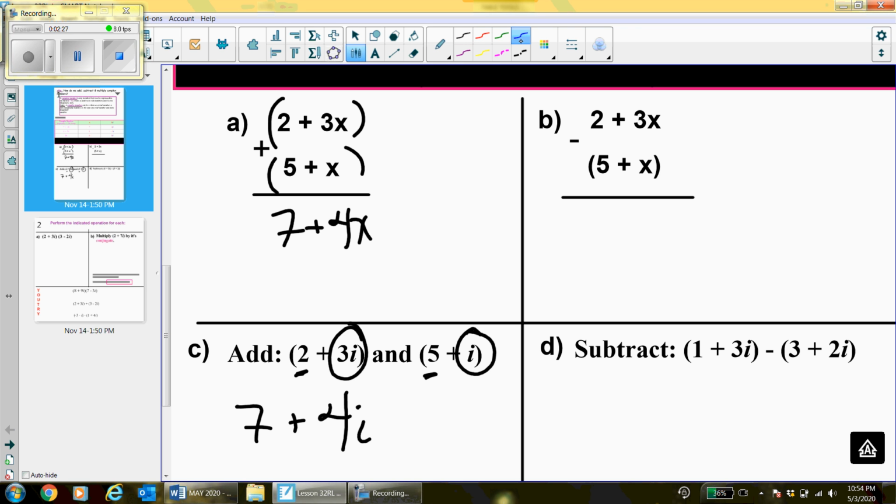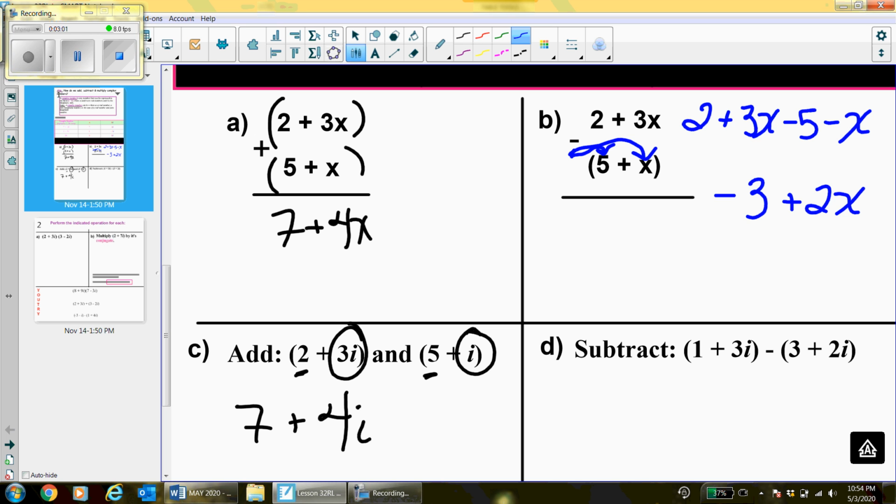Now for subtraction. Subtraction is a little bit different because you have to distribute the negative to everything in parentheses. So that's going to be 2 plus 3x minus 5 minus x. Now combine terms. 2 minus 5 is a negative 3, and 3x minus x is a positive 2x. So this will be my final answer here.